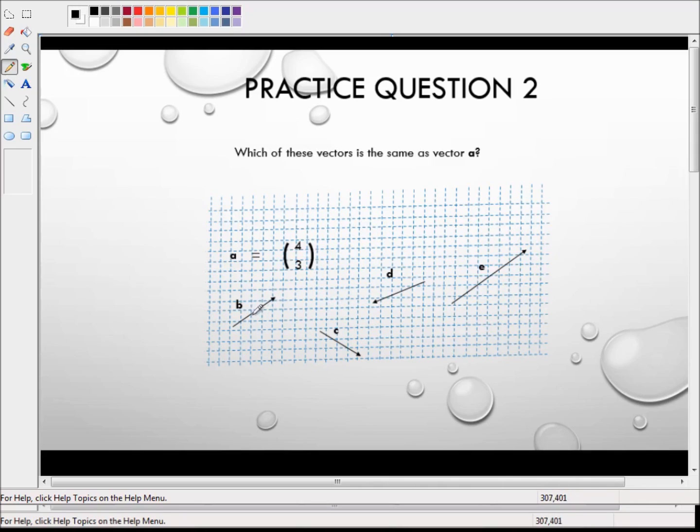So B is the same as A, but let's just check if that's the only correct answer. Well, vector C is pointing in a completely different direction, as is vector D, so those two cannot be the same as vector A, and they certainly don't look anything like vector B. E is pointing in the right direction, but it's too long. In fact, I would say that E is probably a scalar multiple of B, but that's for another lesson. The point is, E is not the same as B, so B is the only correct answer.